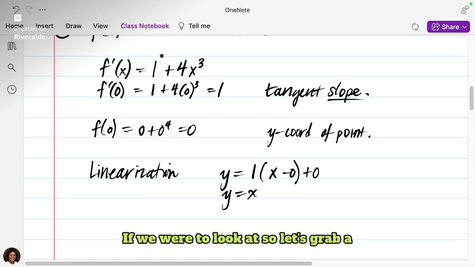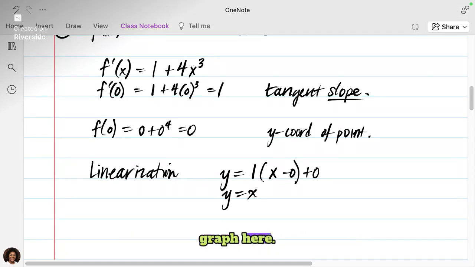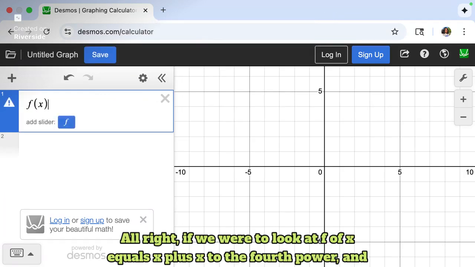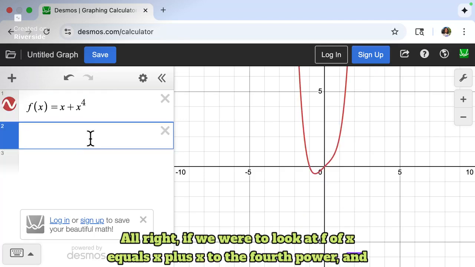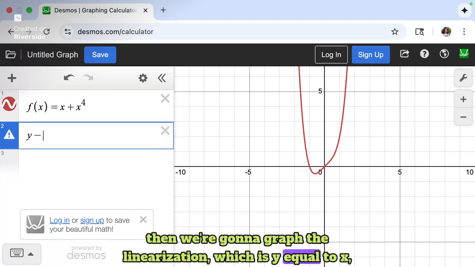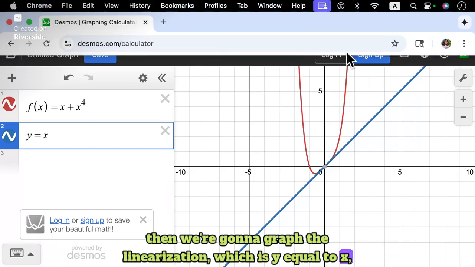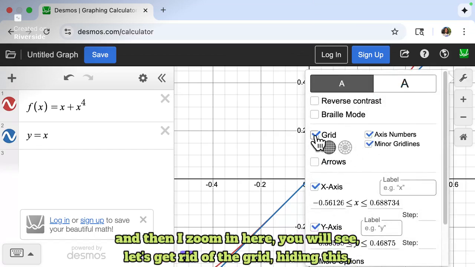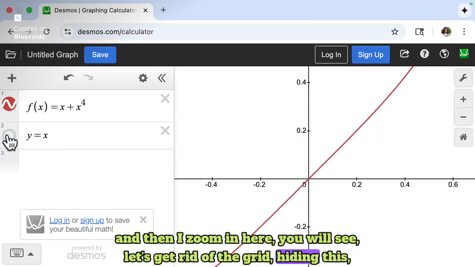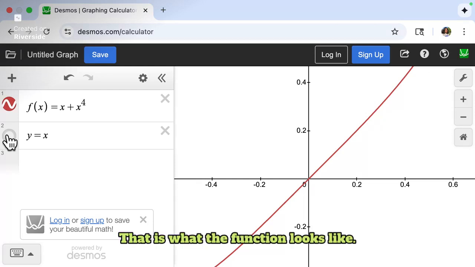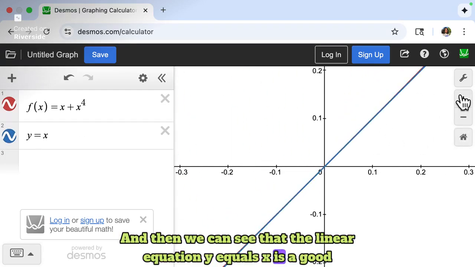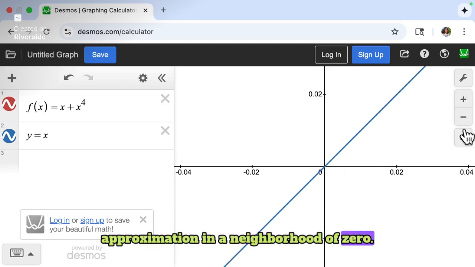If we were to look at, so let's grab a graph here. All right, if we were to look at f of x equals x plus x to the fourth power, and then we're going to graph the linearization, which is y equal to x, and then I zoom in here, you will see, let's get rid of the grid. Hiding this, that is what the function looks like, and then we can see that the linear equation y equals x is a good approximation in a neighborhood of 0.